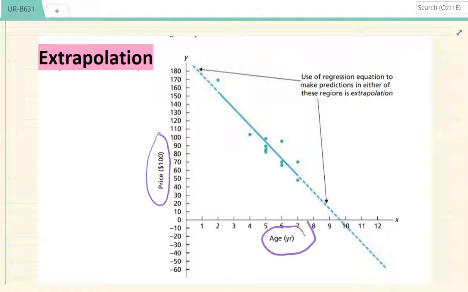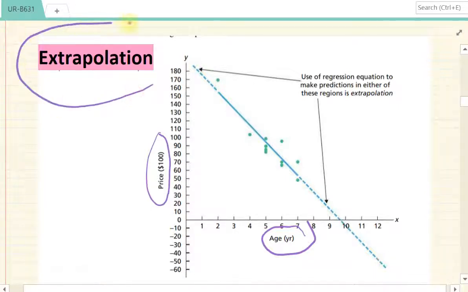Again, don't worry about this. What we want to talk about is, in fact, extrapolation. Extrapolation means going beyond the scope of your data. So we're looking at the dangers of extrapolation here with the regression line.